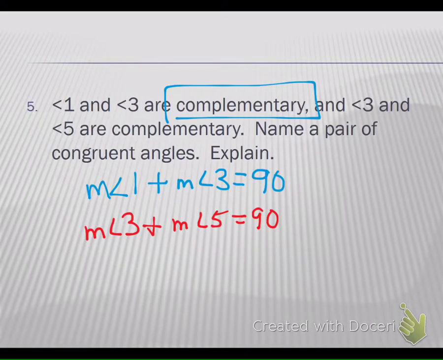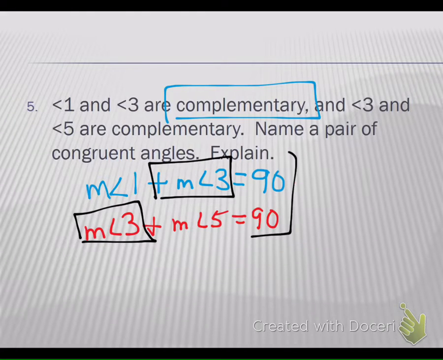Angle 3 and angle 3 are the same. Do you see that? So which ones would also need to be the same if they're going to add to be the same? 1 and 5 would have to be the same. So angle 1 is congruent to angle 5. Basically, everything's the same from one equation to the next besides the 1 and the 5, so I know the 1 and the 5 have to be equal. Equal and congruent are the same. Questions?